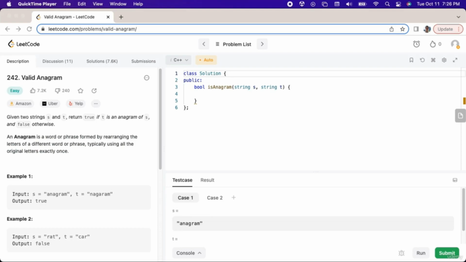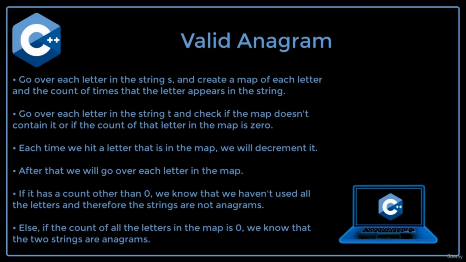In other words, both strings need to have the same count of the same letters. The algorithm I am thinking of is to first go over each letter in string s, and create a map of each letter and the count of times that the letter appears in the string.